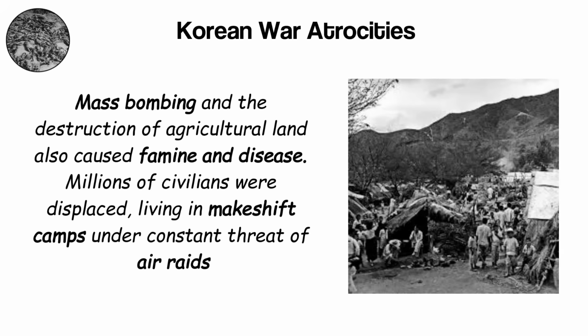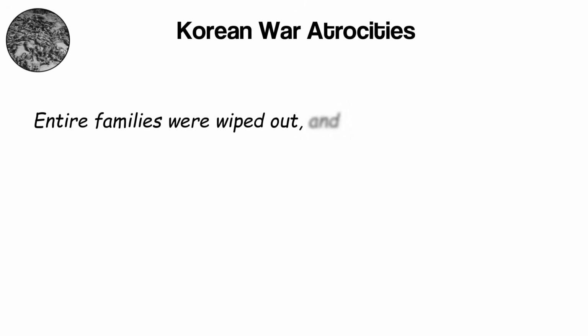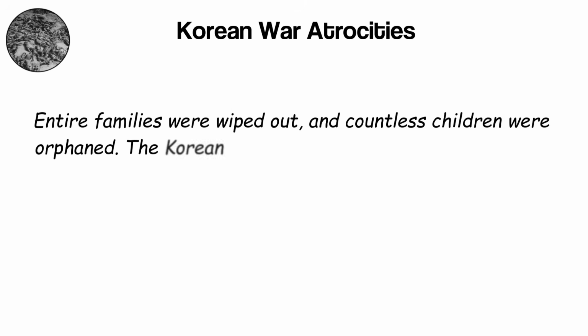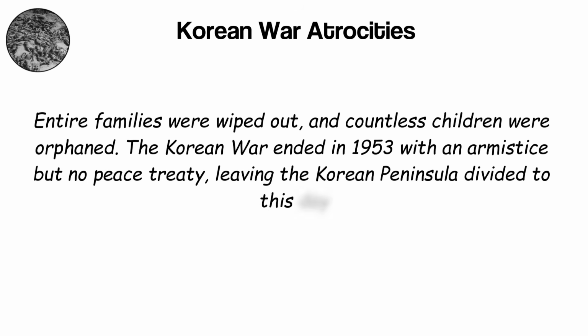Mass bombing and the destruction of agricultural land also caused famine and disease. Millions of civilians were displaced, living in makeshift camps under constant threat of air raids. Entire families were wiped out, and countless children were orphaned. The Korean War ended in 1953 with an armistice but no peace treaty, leaving the Korean peninsula divided to this day.